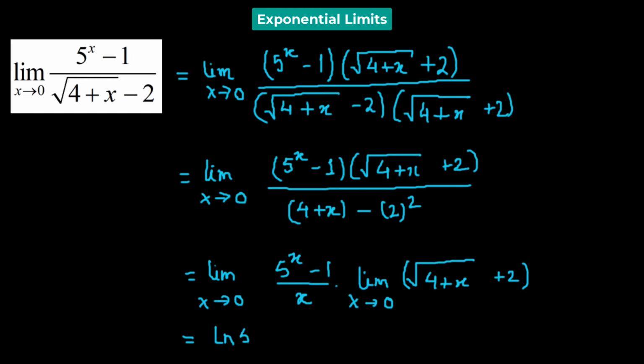is going to be equal to log of 5, and we have square root of 4 plus 0 plus 2. So square root of 4 is going to be 2, so we have 4 log of 5. So this is going to be the limiting value of the given function when x approaches 0. So let us do another problem.